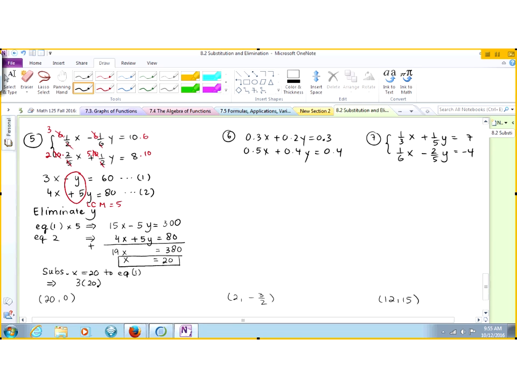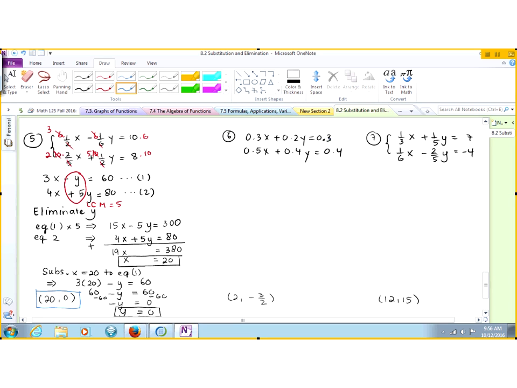So when we substitute, we have 3 times 20 minus y is equal to 60. So what is 3 times 20? 60 minus y is 60. And then subtract 60 both sides. Negative y is 0. So what is y? Negative 0 is 0, right? There is no negative 0. Negative 0 is 0. So that's it. This is your answer. 20, 0. Yes? Easy. I think almost everybody got these.